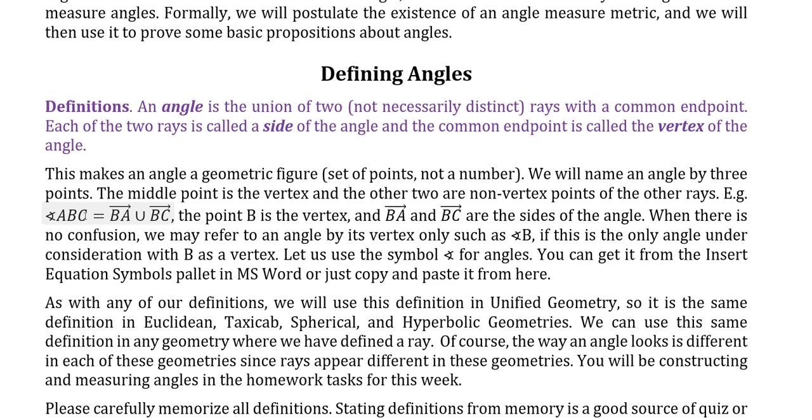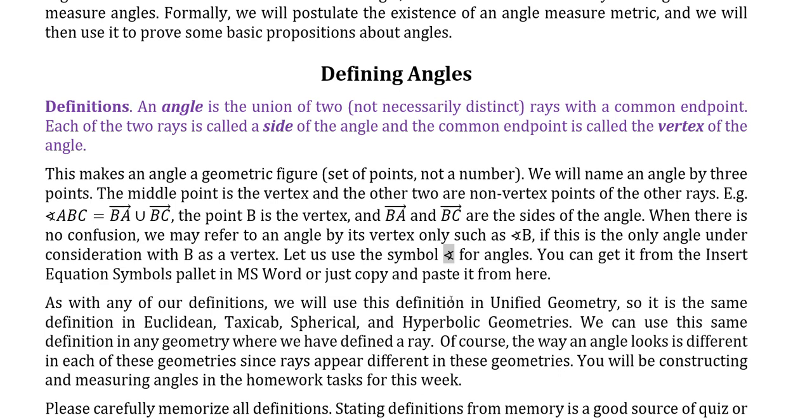Okay, if there's no confusion, we may also refer to an angle by its vertex only, such as, say, angle B, like that. The only way we can get by with that is if there's only one angle under consideration that has B as its vertex. And let's use this symbol here for angles.